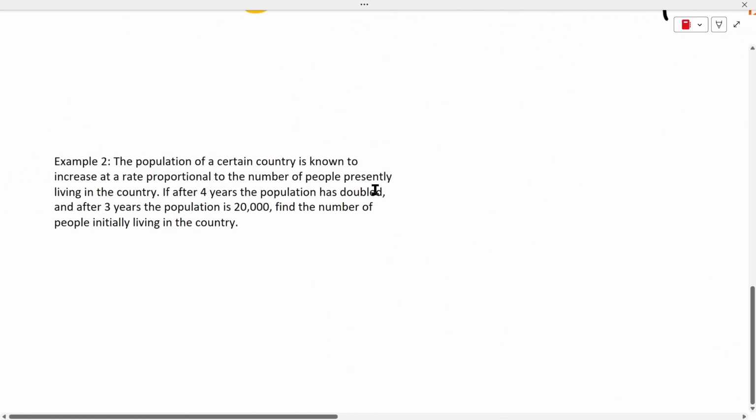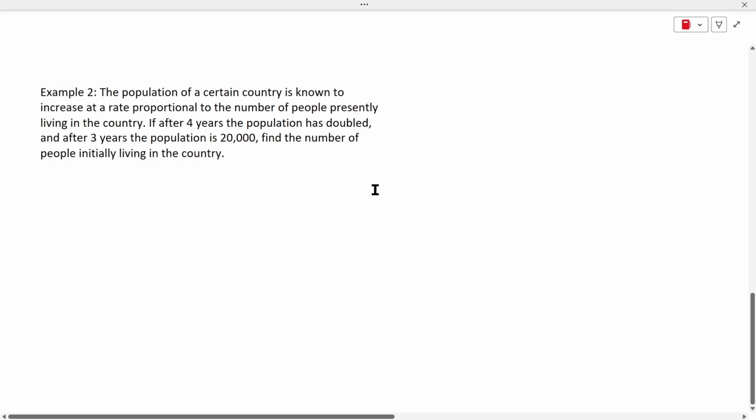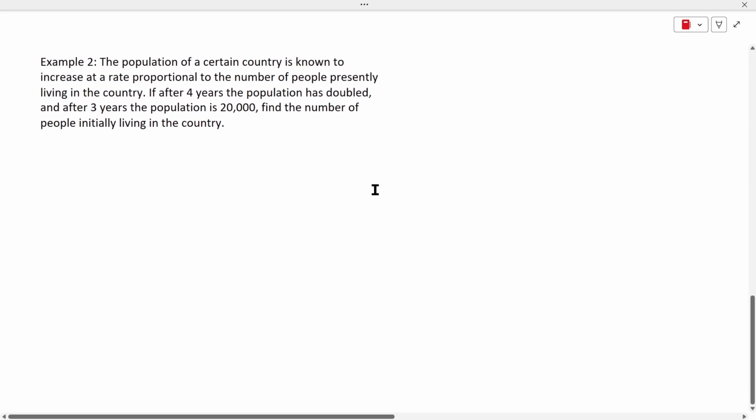Next, another example. Let's say we have a population here. The population of a certain country is known to increase at a rate proportional to the number of people presently living in the country. If after 4 years the population has doubled, and after 3 years the population is 20,000, find the number of people initially living in the country.